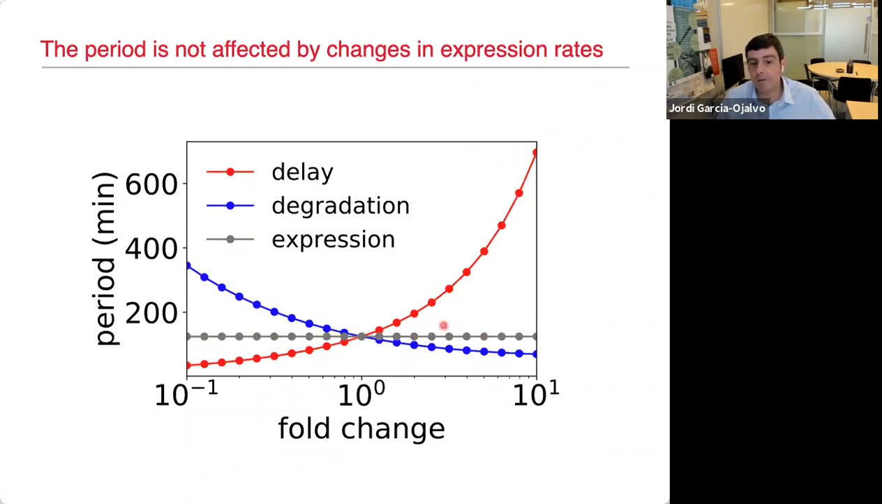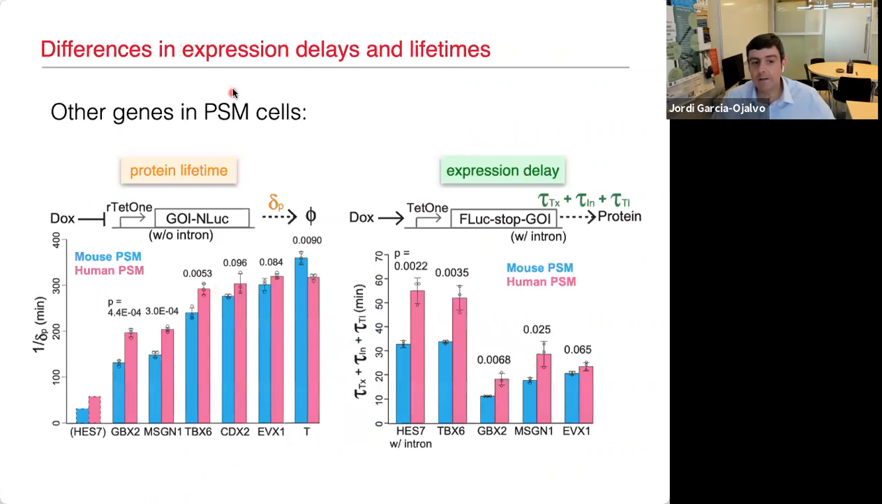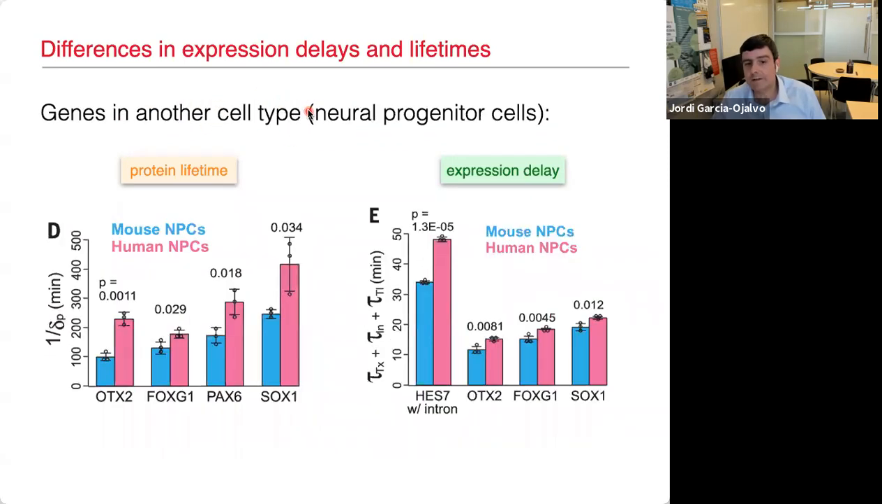In fact, what the Mickey lab did later is they studied the difference in expression delays and lifetime in other genes, not only HES7, in these PSM cells. And we can see that consistently, the lifetime of these different proteins, not only HES7, is larger in humans than in mice. The expression delays are also consistently larger in humans than in mice. And this happens not only in cells from the presomitic mesoderm, it also happens in other cell types.